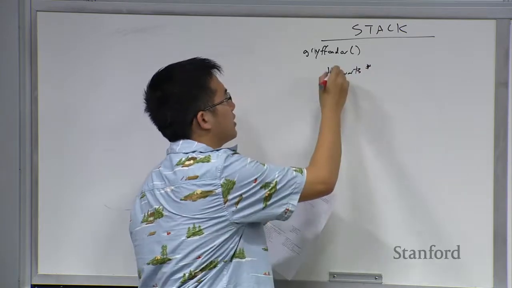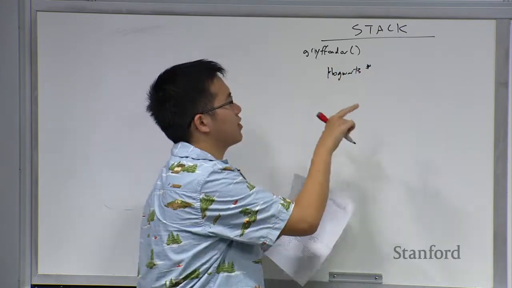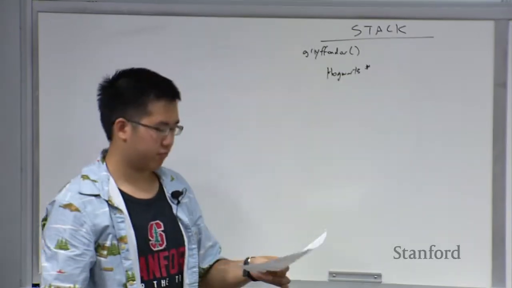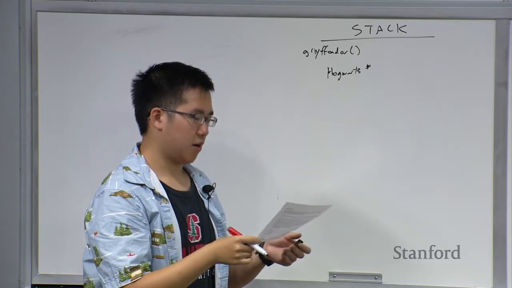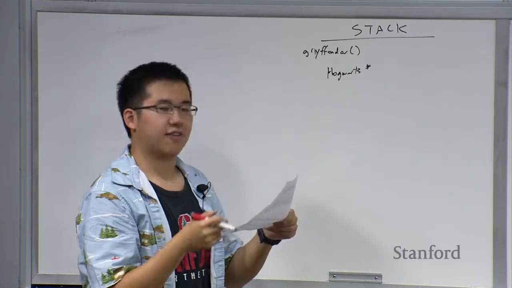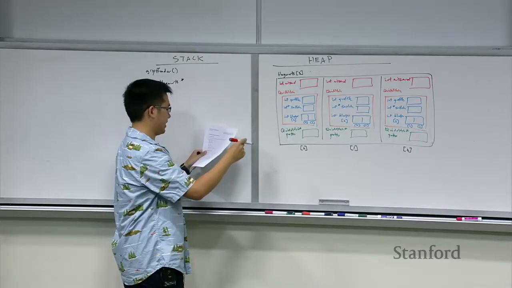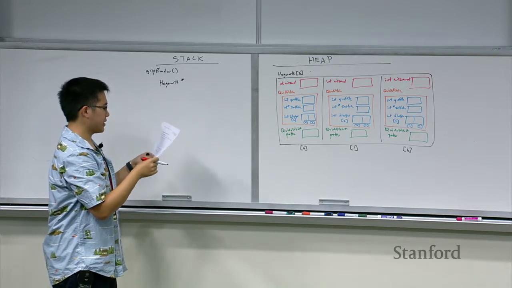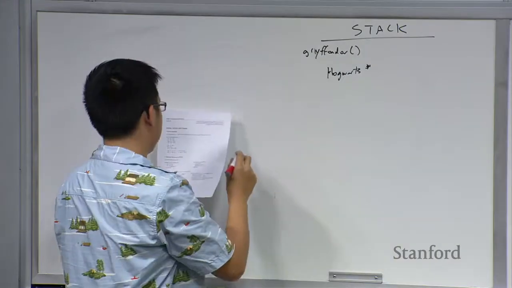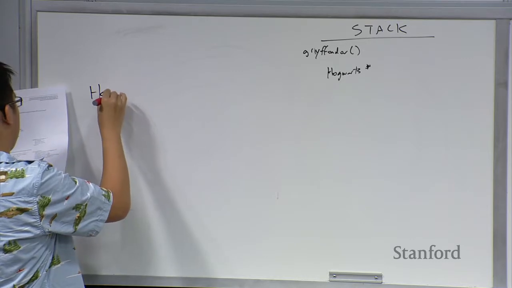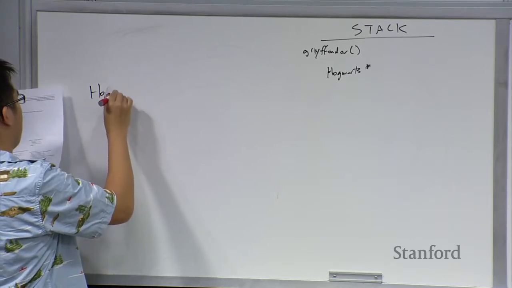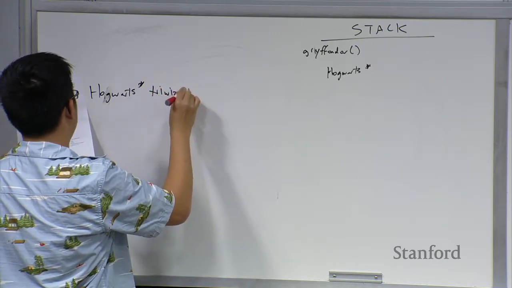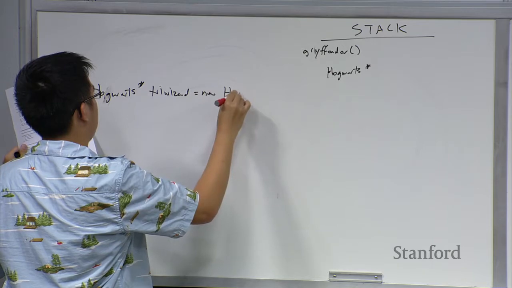So this is the type of that pointer. Hogwarts star: the star means it's a pointer, and Hogwarts means it's a pointer to a Hogwarts struct. You can see on the page that the Hogwarts struct is defined over there, and we're going to create an array of Hogwarts structs. Now the first thing to note is in the line, let me write it out here: Hogwarts star try wizard is equal to new Hogwarts.